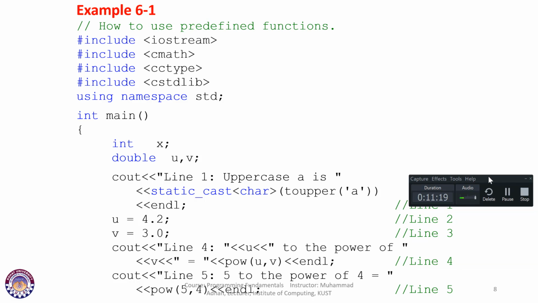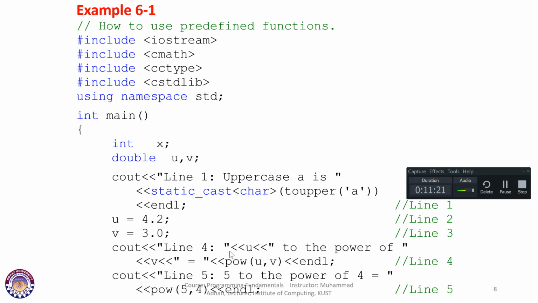So in line number 4, what we are doing is displaying first the value of u to the power of v, which is 3.0. So power of u, v will be 4.2 to the power of 3. Whatever is the answer will be displayed to you. And in line number 5, 5 to the power of 4, you can write it as pow(5, 4). So it will give you 5 to the power 4, and whatever is the answer will be displayed to you on your monitor screen.